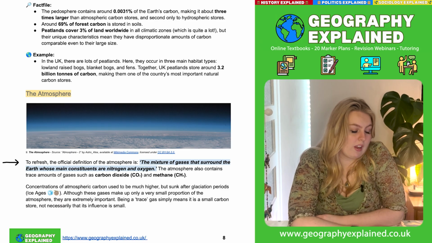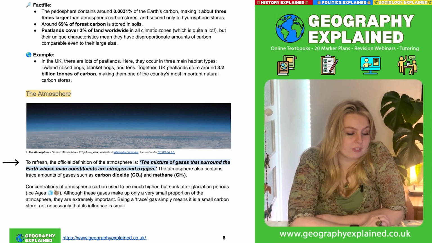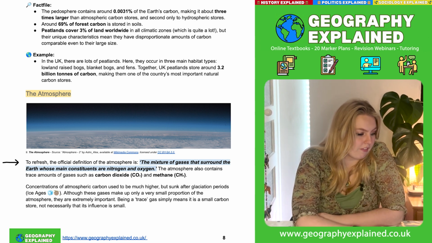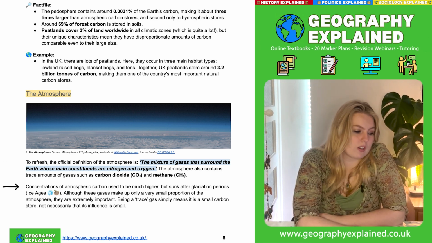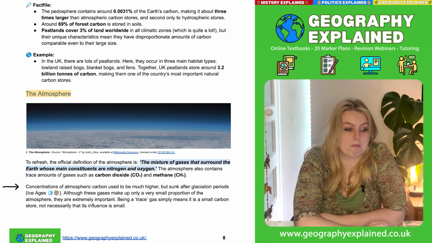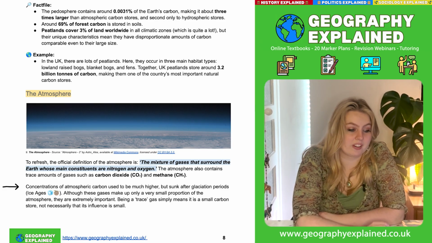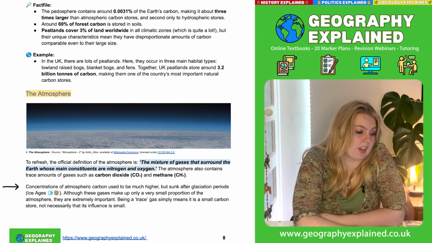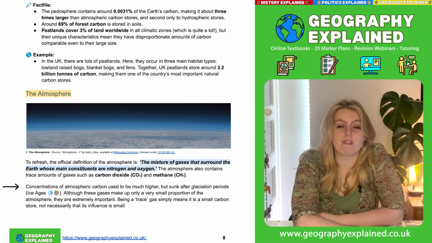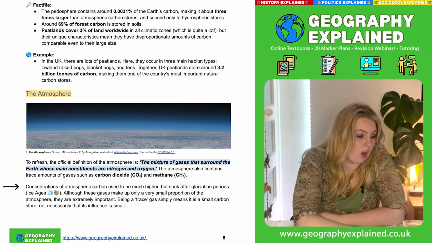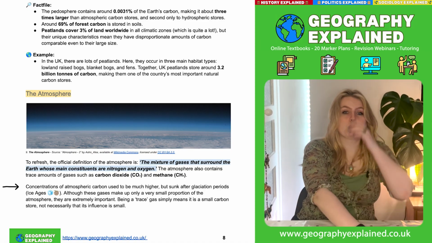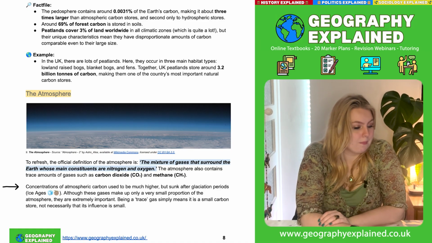So the atmosphere also contains trace amounts of compound gases, including carbon dioxide and methane, which obviously become very relevant here. Concentrations of atmospheric carbon used to be much, much higher, but they sank after glaciation periods, so like ice ages. Although these gases make up only a very, very small proportion of the atmosphere, they are still really, really important, as we know.